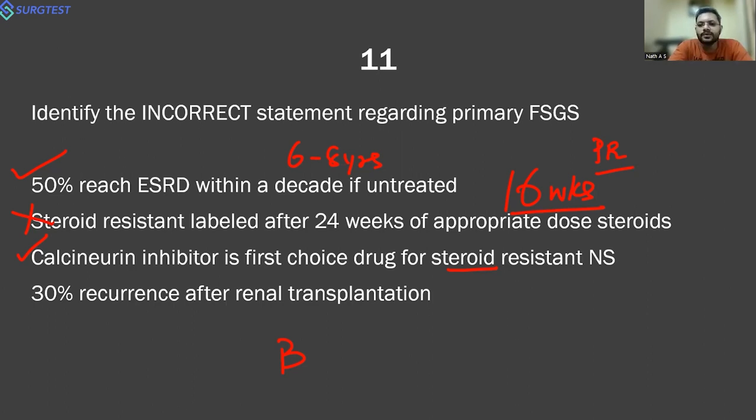There is a 30% recurrence after renal transplantation. It's a notorious disease to recur. And here only you can have two more MCQs, on your SUPAR level and your plasmapheresis.